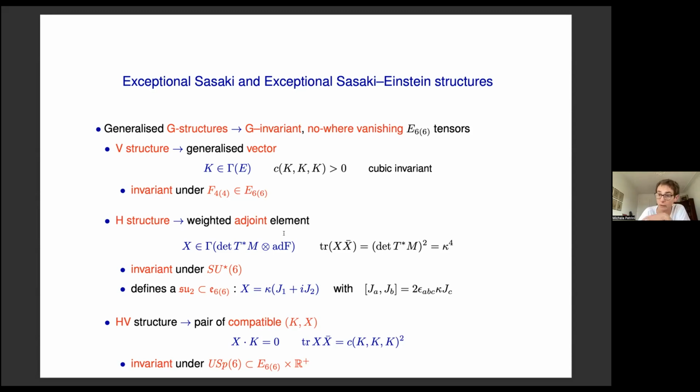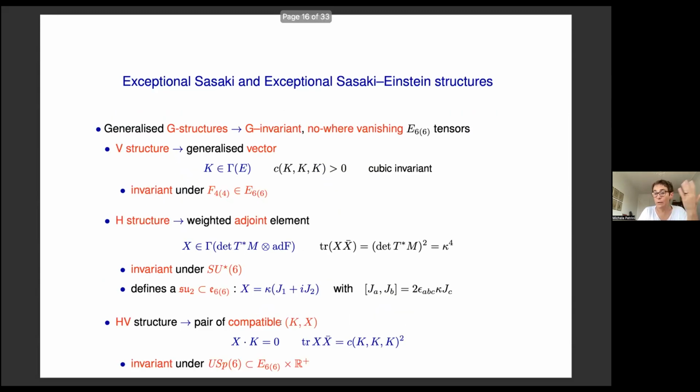And then we also need an element of the adjoint, but actually it's an element of the adjoint times some power of the volume. So that's why we call it a weighted adjoint element. Again, it must satisfy some normalization condition, and it's stabilized by SU(6). So it's an SU(6) substructure. This is a detail that might be useful for some of you who are more familiar with the story. Actually, this X defines a triplet of adjoint elements, because if I decompose into the real and imaginary part, I have the two adjoint elements that satisfy an SU(2) algebra, so we have also a third element of the triplet. When these two structures are compatible, meaning that they satisfy some algebraic condition, they define a smaller structure, which is a USp(6) structure inside E6(6).